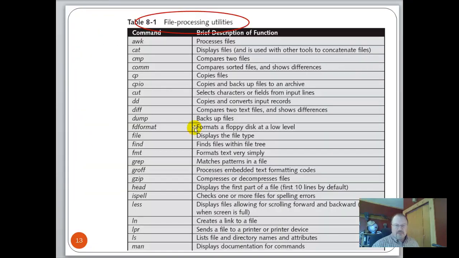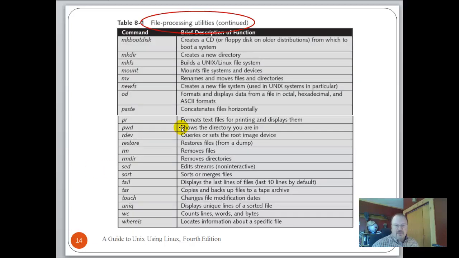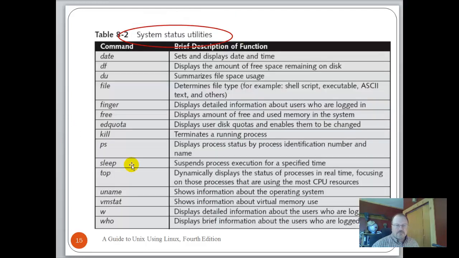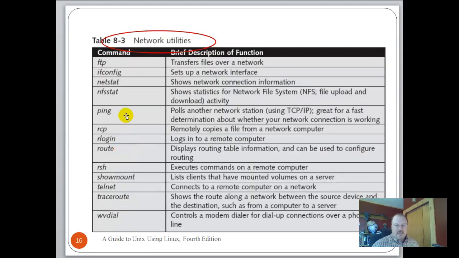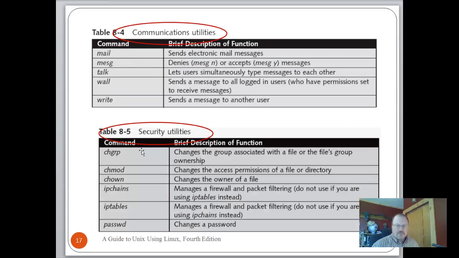Finally, I think here we have file processing utilities, a whole summary of those, additional file processing utilities, and again, we've done a lot of this stuff, make directory, paste, and so on. System status utilities, DF displays the amount of free disk space, free, kill, PS, we've looked at those. Network utilities, ifconfig, ping, traceroute. And then communications utilities, we really haven't worked with any of these, and we won't work with any of those. Security utilities, change mode, that's what we've used throughout. You can also change owner, but change mode is what we've worked with throughout.